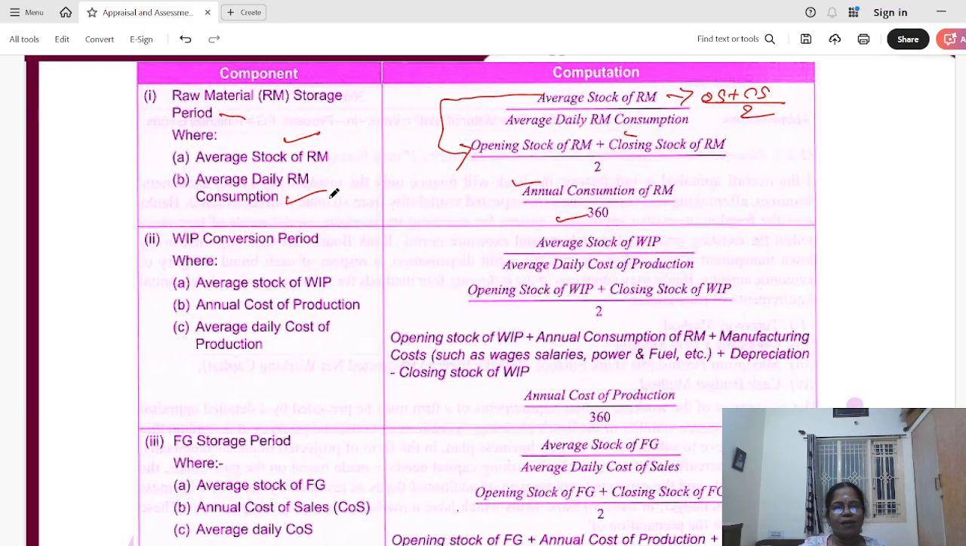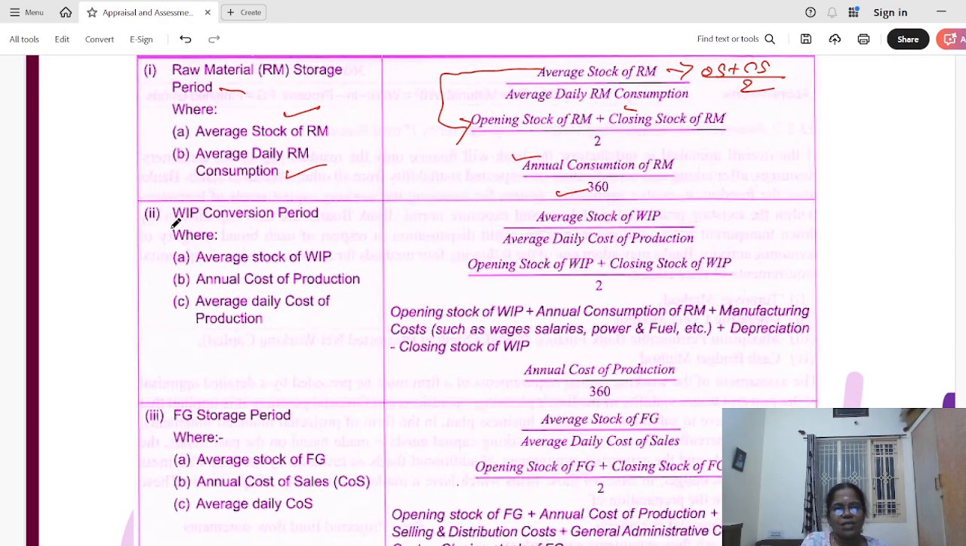Then the work in progress conversion period. WIP is nothing but work in progress, so this is the work in progress conversion period. That is the average stock of work in progress, annual cost of production and average daily cost of production. The first one is the average stock of work in progress. This is the formula for calculating it: average stock of work in progress divided by average daily cost of production.